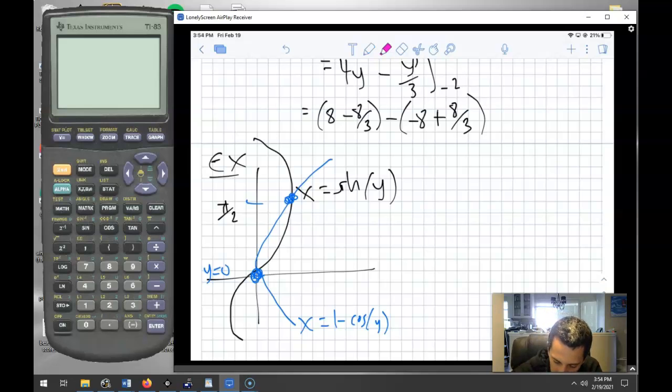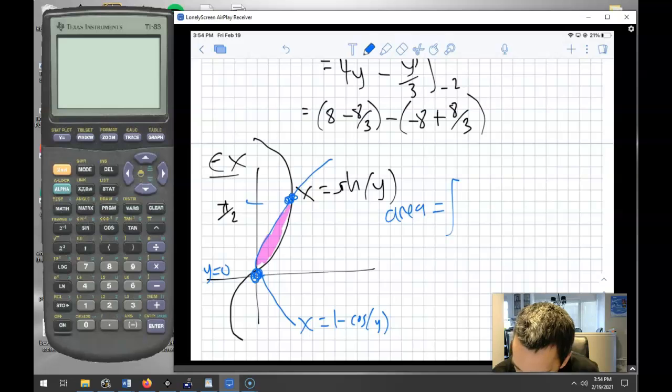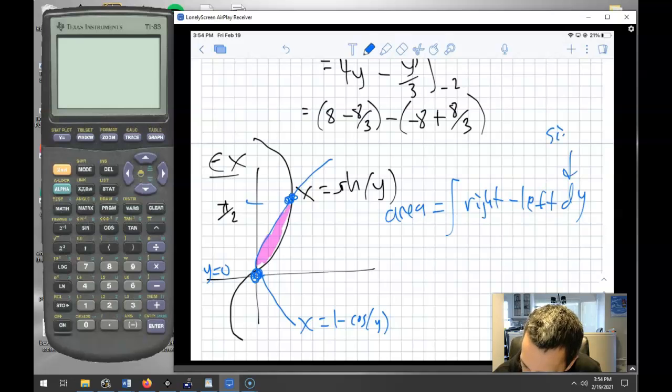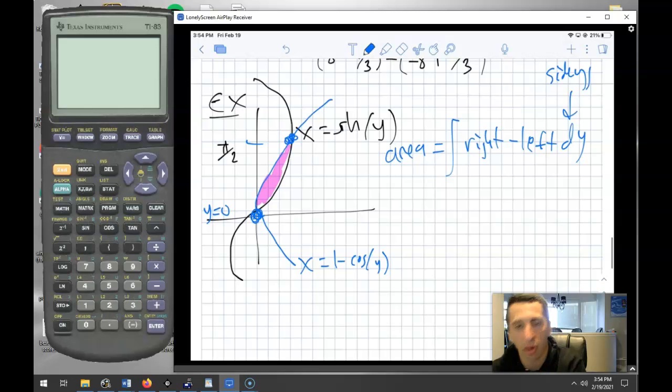So when I want to find the area, it's this pink area right here. Okay, so let's do that. So my area here is equal to the right function minus the left function. And it's a dy. It's going to be in terms of y because we're going sideways. So everything's in terms of y, from our top bound to our lower bound to our equation. So my lower bound is y equals 0. My top bound is y equals pi over 2.